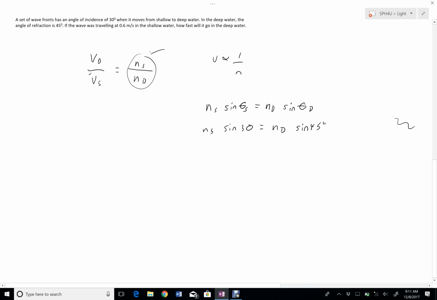And as I can see from my equation here, I want shallow over deep. So I'm going to bring my refractive index of the deep to the left-hand side of this equation. And then I will bring the sine down on the right-hand side. Okay, with that in hand, we have the refractive index of the shallow water over the deep water. That's our ratio here. Sine 45 divided by sine 30. And we get 1.41.